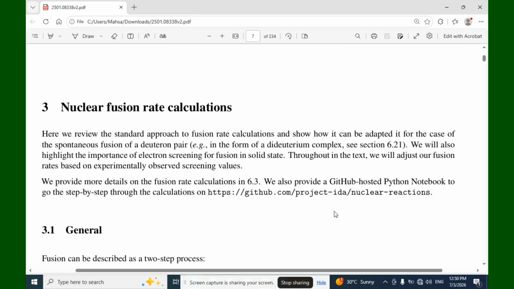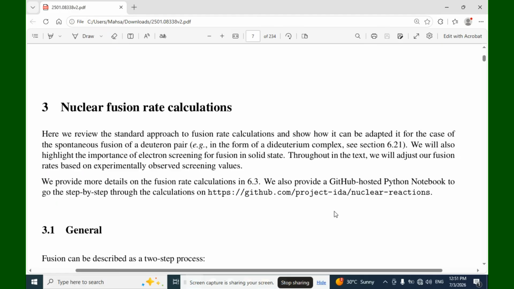Chapter 3, Nuclear Fusion Rate Calculations. Here we review a standard approach to fusion rate calculation and show how it can be adapted for the case of the spontaneous fusion of a deuterium pair. For example, in the form of deuterium complex, see section 6.21.